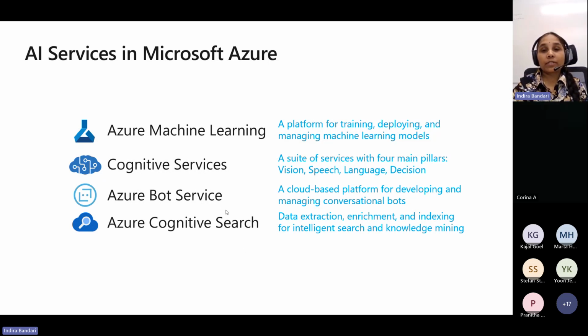Now Azure Bot Service is something like a chatbot. When you ask something, it responds with some answers, and these also need to be trained. So these are the AI services. There are a lot of other services available, but in Microsoft Azure, these are the main AI services available.